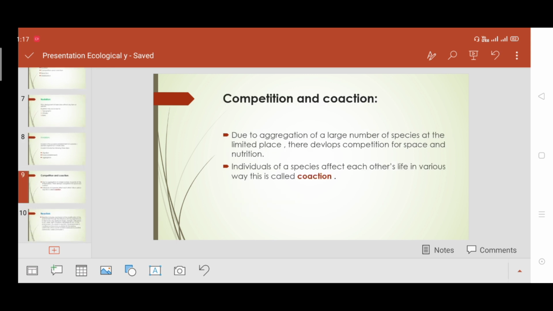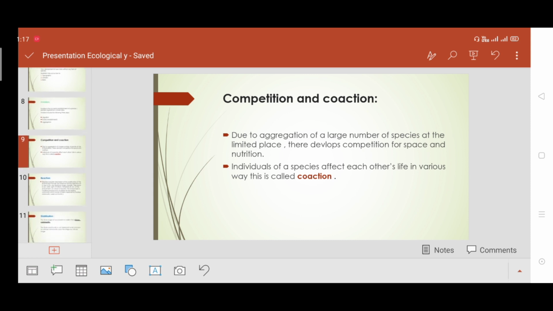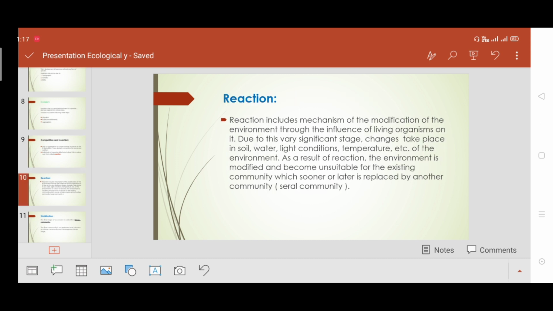Competition and coaction. Due to aggregation of a large number of species at the limited place, there develops competition for space and nutrition. Individuals of a species affect each other's life in various ways. This is called coaction.